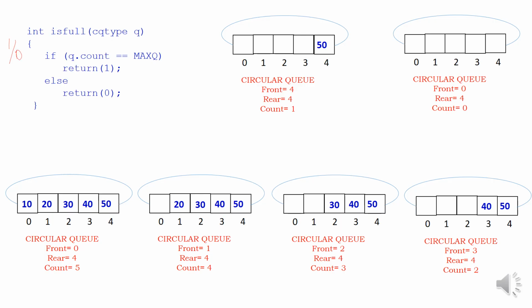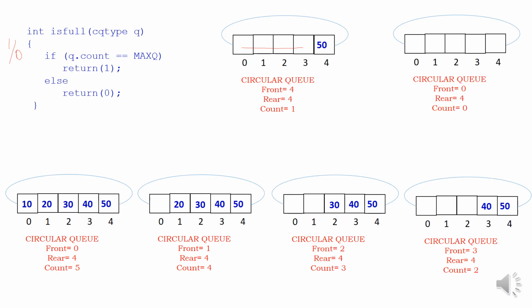It returns 1 if the circular queue is full, meaning all locations are filled with elements. It returns 0 if it is not full, if it is somewhat empty. See here, there is a possibility of storing 5 elements, only one element is there, 4 elements are not there. So there is still possibility to store some more elements.